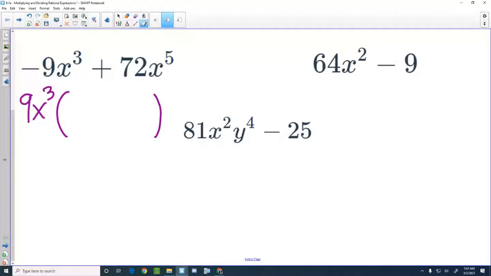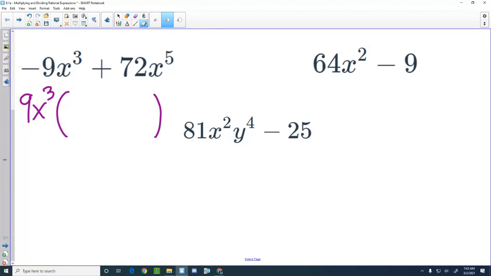Now, when I divide that out, remember, you're dividing it, not just like removing it. Think division. So what's going to go inside these parentheses here? That first term was a negative 9x to the third. If I divide that by a positive 9x to the third, what would we be left with?